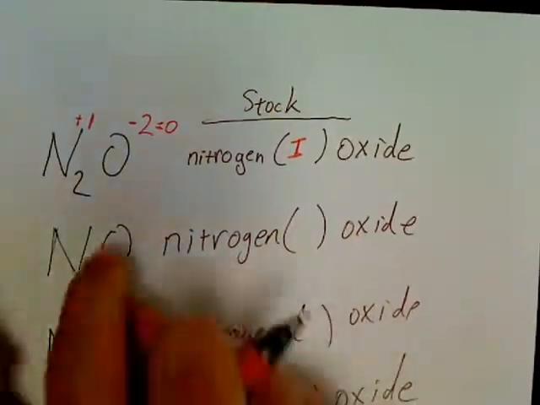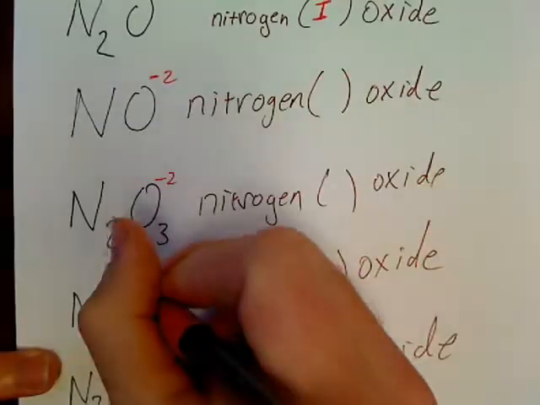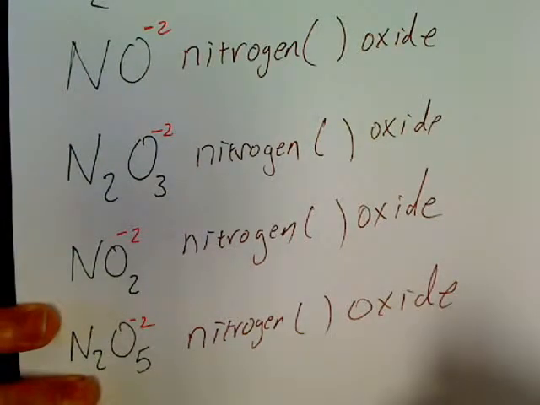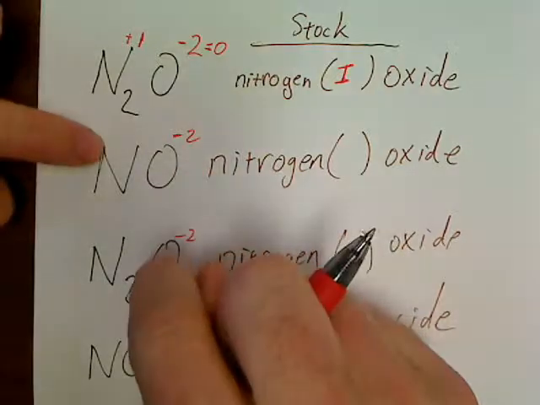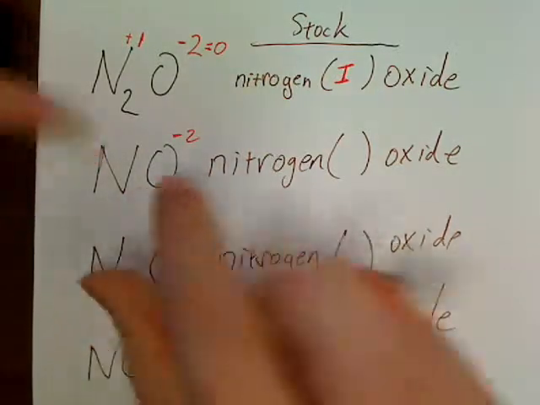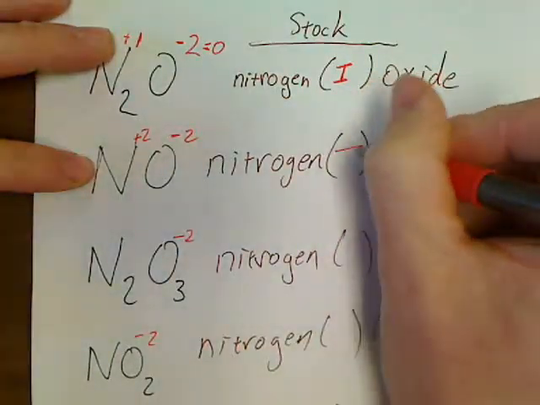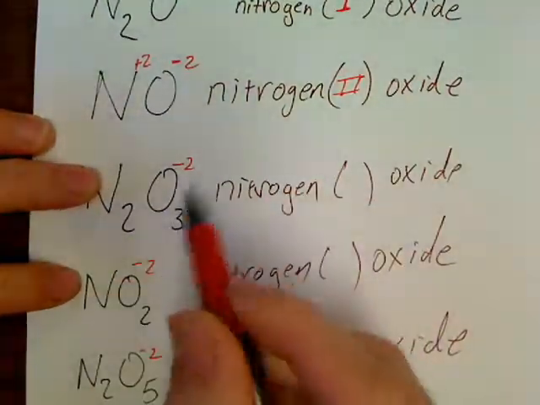Well, that's neat. The next one, O, this is what's neat. O is going to be -2 all the way down the page. They're all -2s. So let's go back to this. If O is -2, and this N, and notice how it's balanced out, this must be a +2. Roman numeral 2. What about this one?